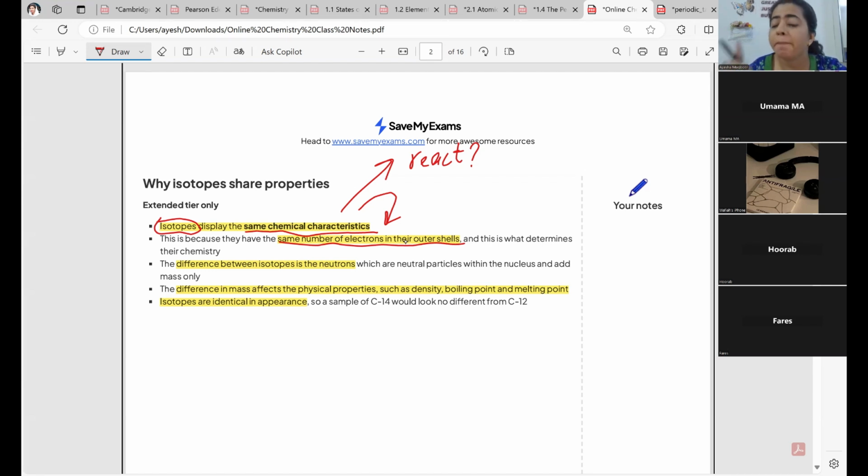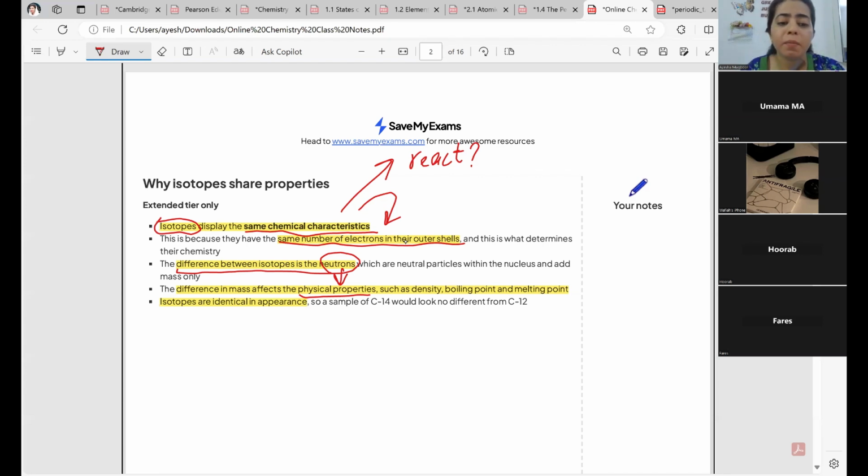Okay, now because they have a different number of neutrons, how are the neutrons going to affect them? A different number of neutrons gives them a difference in physical properties. Physical property means, is it heavy or light?